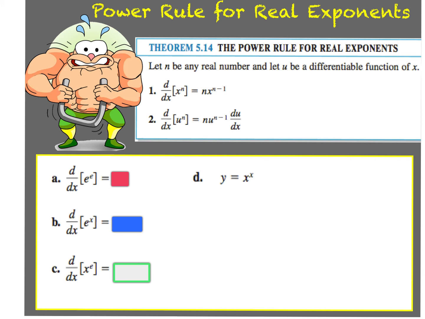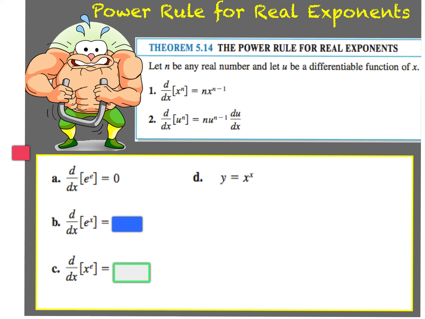So on this first example, I need to derive e to the power of e. So what would the derivative of e to the power of e be? It's 0. Why? It's just a number. All right? 2.718 to the power of 2.718. It's just a number. I don't know what the number is, but the derivative of that is 0. It's somewhere between 4 or 5.